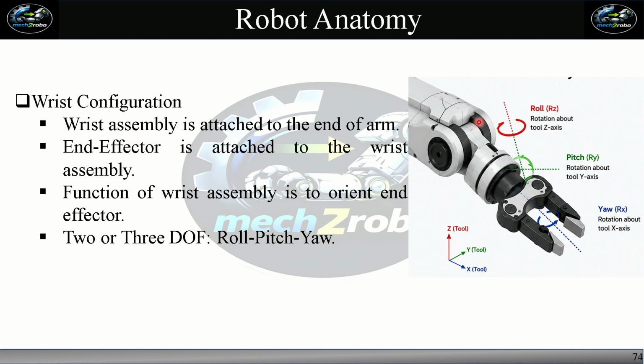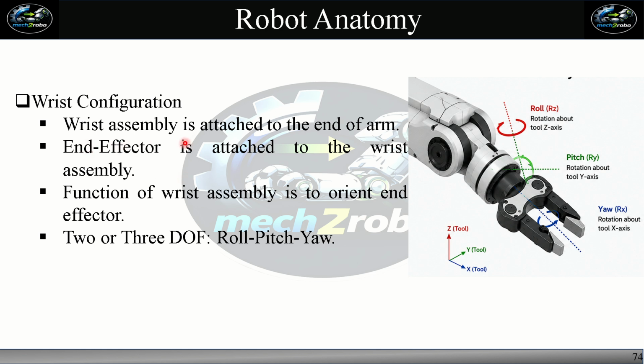And in this figure we can see that the wrist assembly generally has 3 degrees of freedom or 2 degrees of freedom, which are roll, pitch and yaw. Roll means rotation about the z axis, pitch means rotation about the y axis, and yaw means rotation about the x axis.